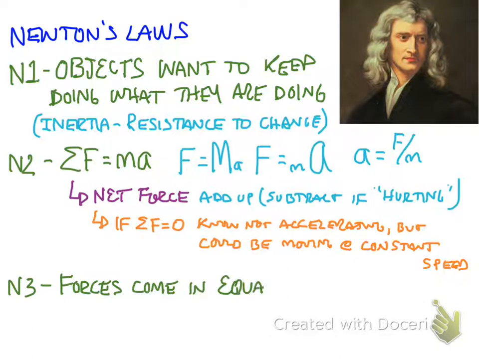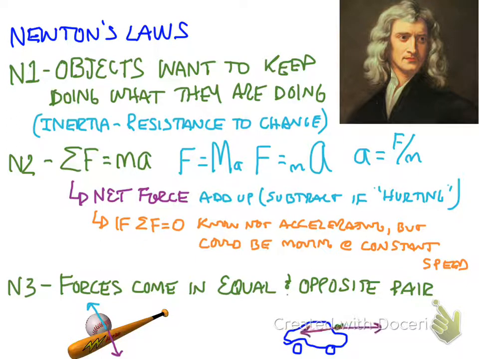Newton's third law states that forces come in equal and opposite pairs. So with this, we could have a baseball hitting a bat, and the force of the baseball on the bat is the same as the bat on the ball. Oftentimes people think that the bat hits the ball harder, but they're equal and opposite.